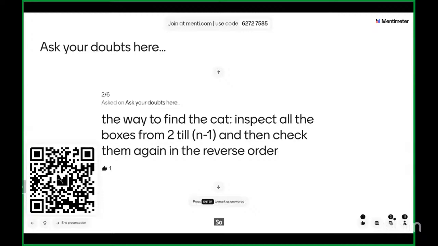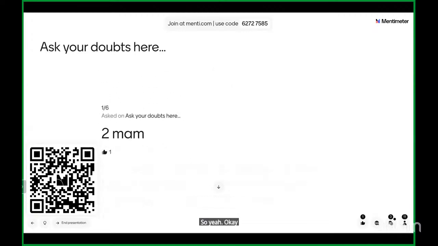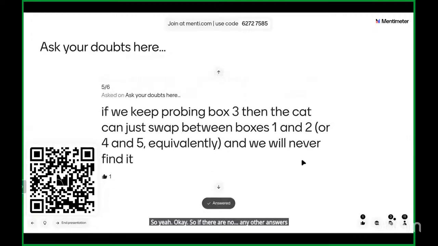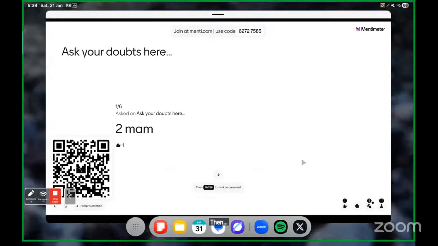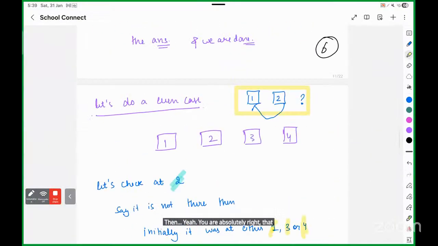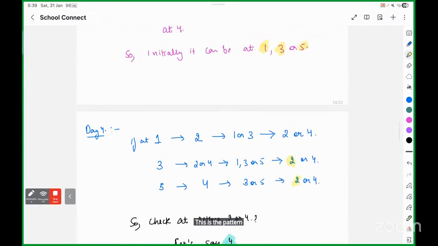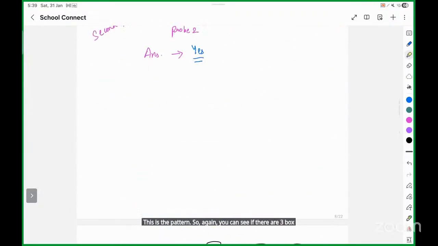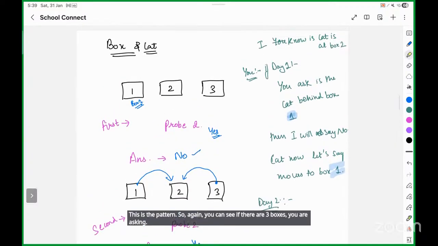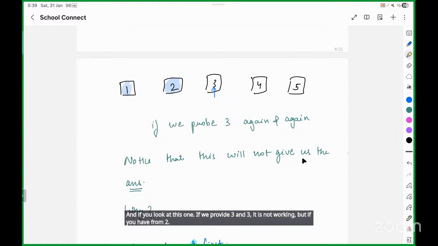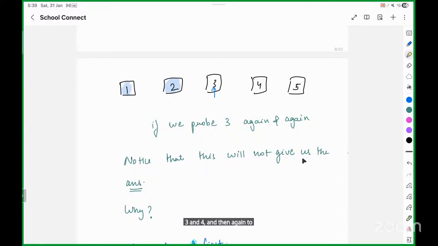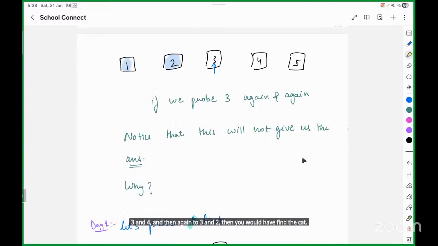So yeah, okay. If there are no other answers besides 2n minus 2, then yes, you are absolutely right. This is the pattern. Again, you can see if there are 3 boxes, you are asking 2 and 2. This is the middle one. And if you look at this, if we ask 3 and 3, it is not working. But if you probe 2, 3 and 4, and then again 3 and 2, then you would find the cat. So this is the strategy we are using.